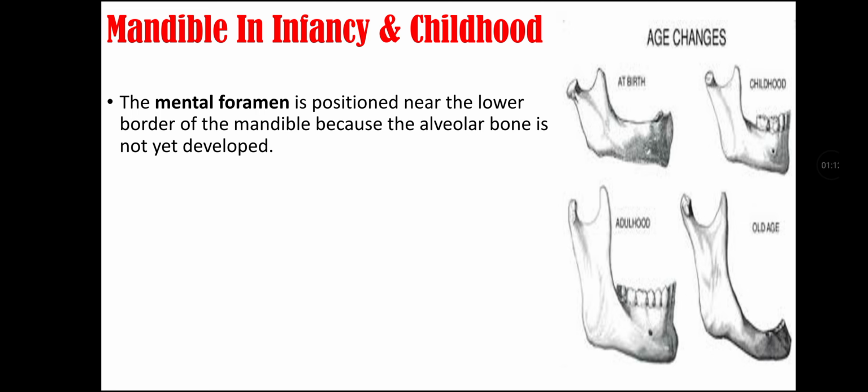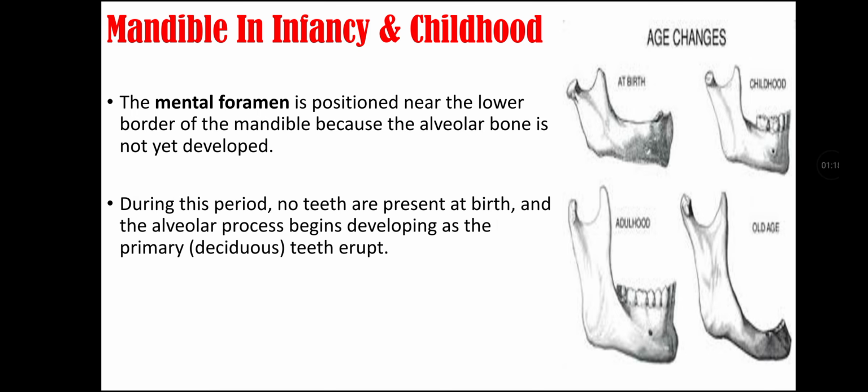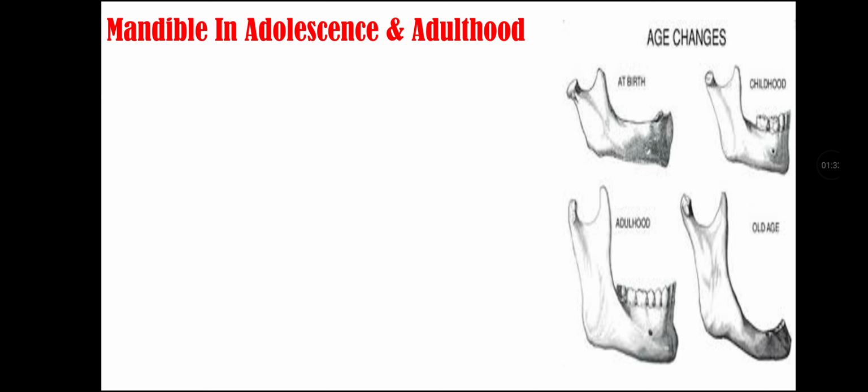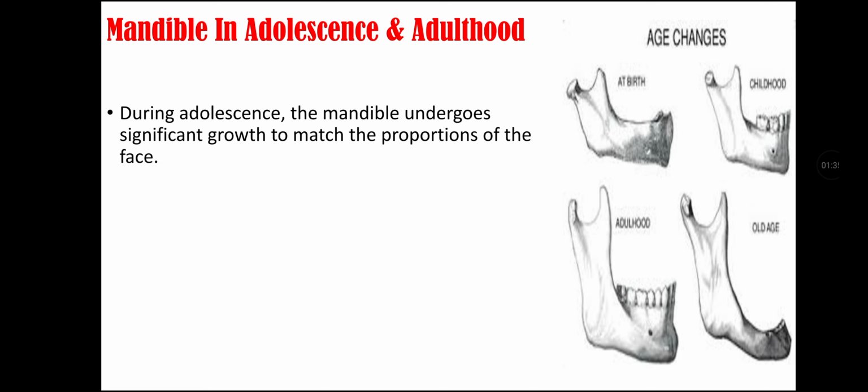The mental foramen during childhood is positioned near the lower border of mandible because the alveolar bone is not yet developed. During this period, there are no teeth present at birth, and the alveolar process begins developing as the primary teeth erupt. Coronoid process appears relatively large compared to the ramus, reflecting the growth demands of early jaw function. Mandible in adolescence and adulthood.